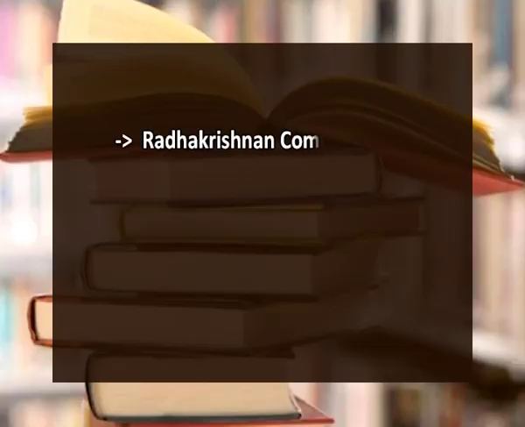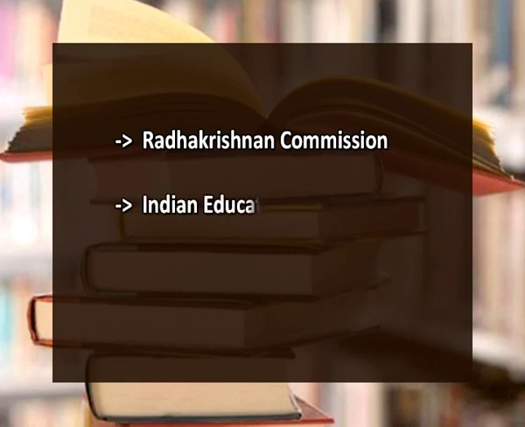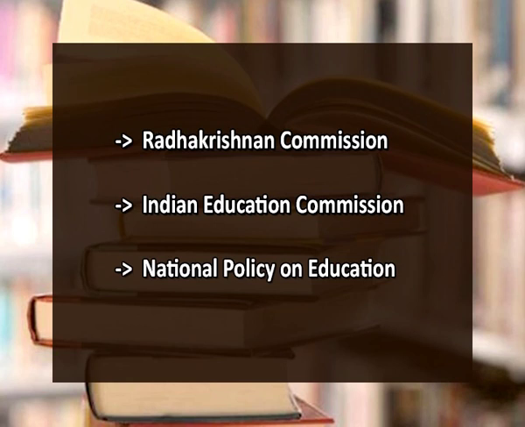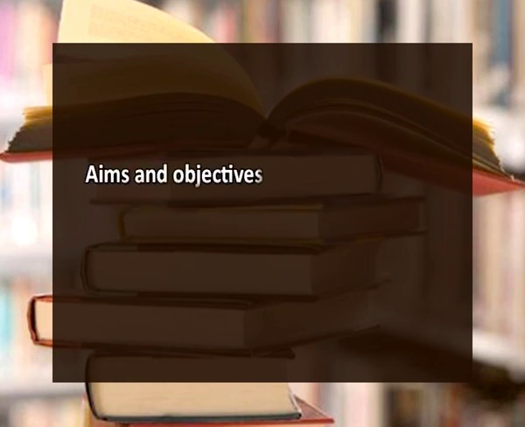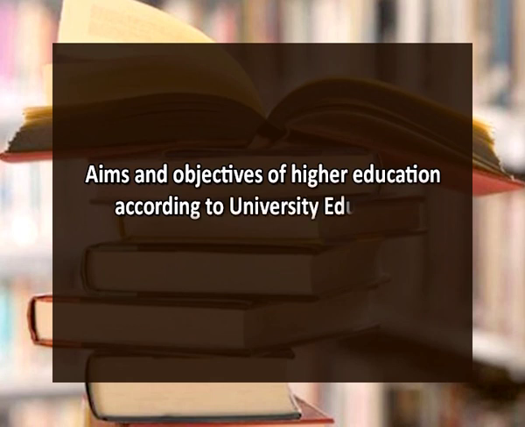The aims and objectives of higher education can better be understood from the viewpoints of Radhakrishnan Commission, Indian Education Commission, and National Policy on Education, respectively. Aims and objectives of higher education according to University Education Commission 1948-49. Radhakrishnan Commission, also known as University Education Commission, laid down certain aims of university education, keeping in view the past traditions, the present conditions, and the future prospects of the country.